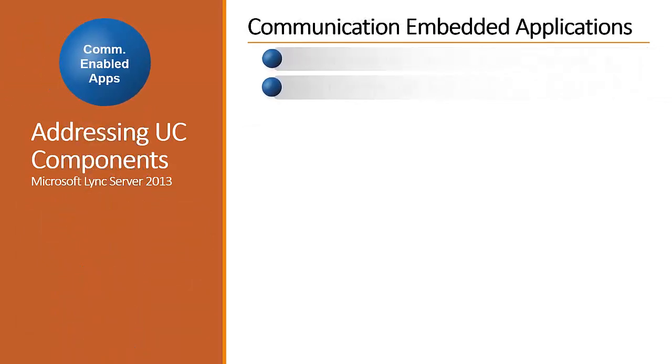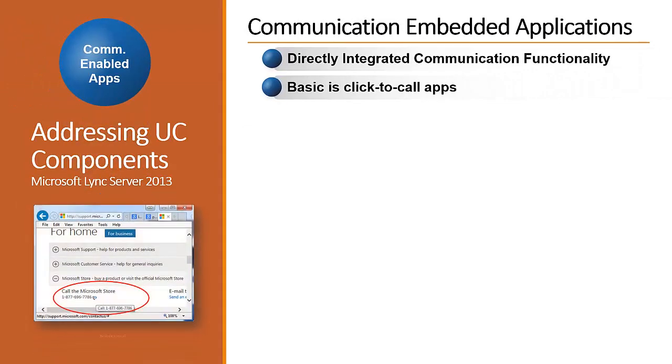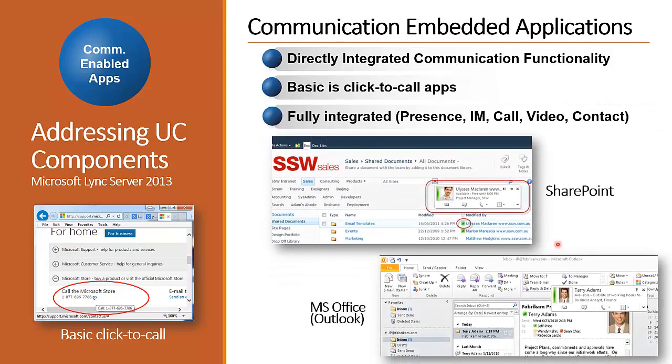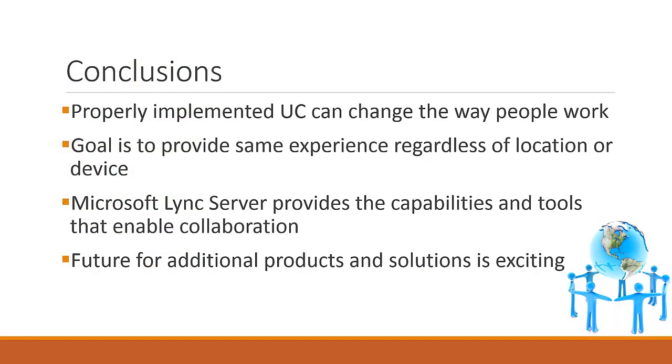Lastly, we have our communication-enabled applications. So you have your basic click-to-call functionality here on the left, and this is Internet Explorer where you can actually click to call. The more advanced applications such as SharePoint and Office have full integration in here, and you can see the presence of the individual that's associated with this document, and you can reach out and initiate contact. And down here in Outlook, the email, you can see that these folks are busy, these are away, and this one's available, and you can reach out and click to interact.